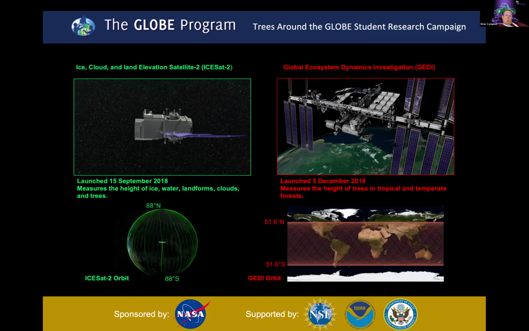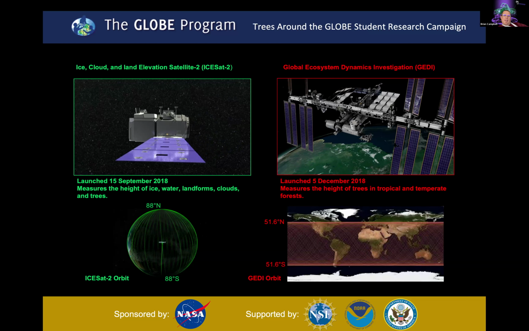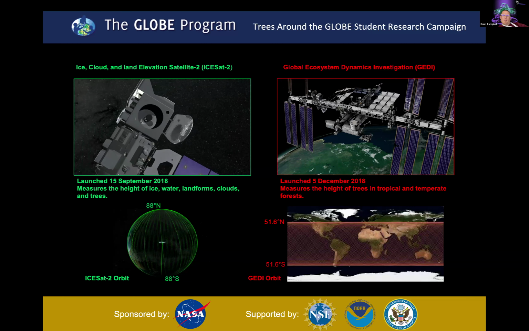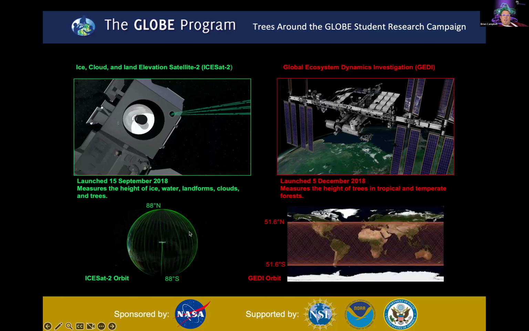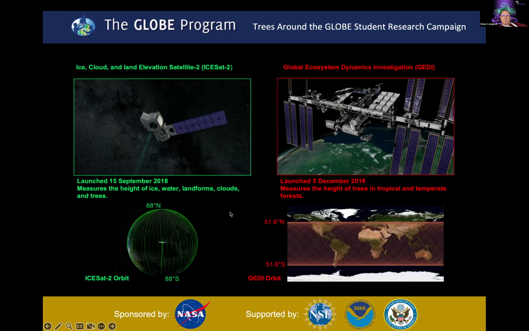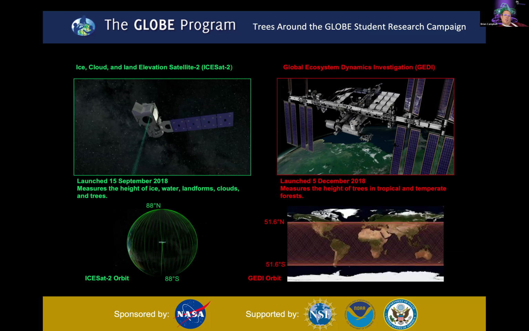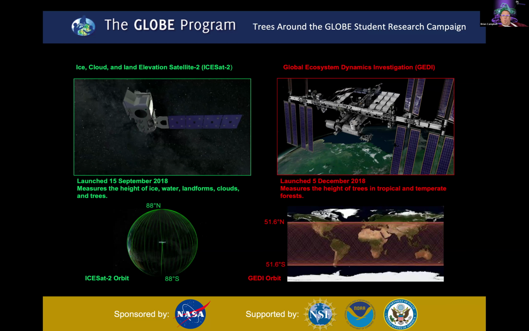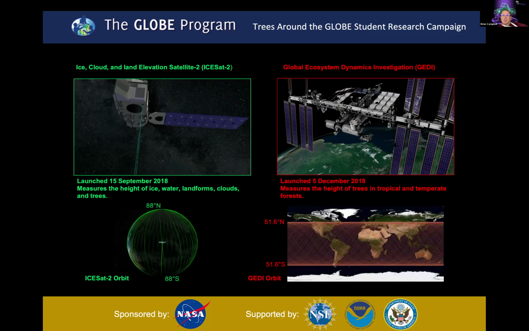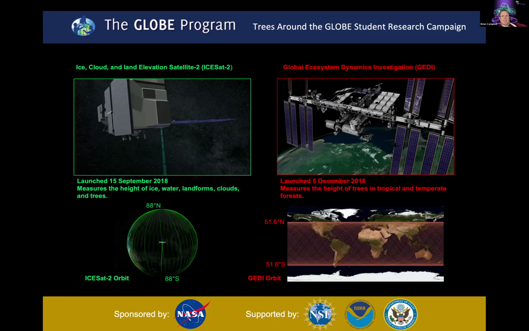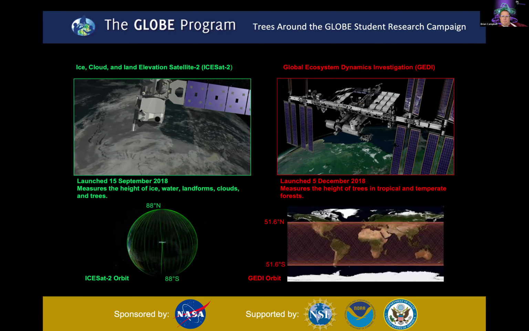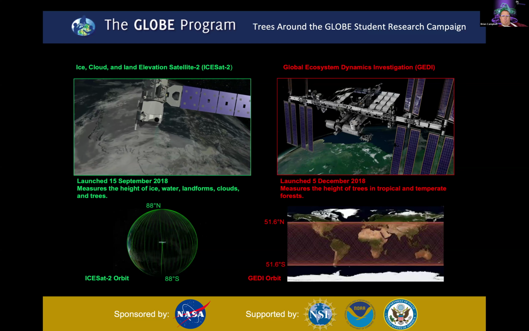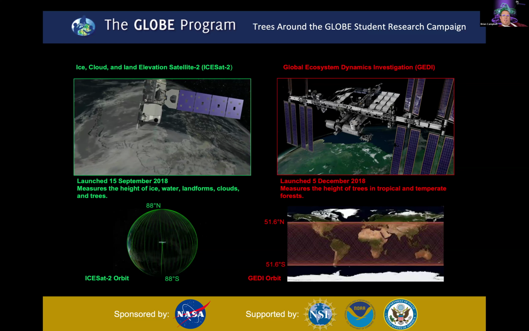So here you can see on the bottom, we have the ICESat-2 orbit. That's at 88 degrees north and south. And then we have the 51.6 degrees north and south for the GEDI orbit. So with a combination of ICESat-2, GEDI, and the GLOBE tree height data, we have a very robust amount of data in the database for GLOBE and in the NASA database to use this information. It's really, really amazing to have this amount of data. And you can read more about the ICESat-2 satellite soon.